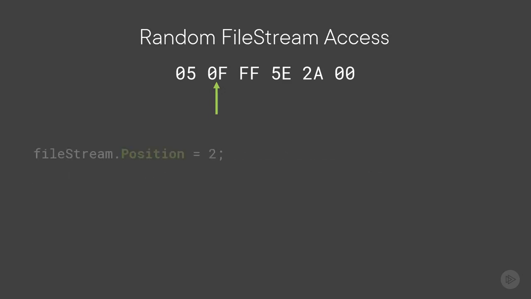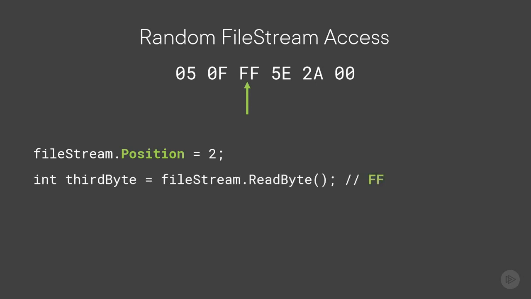If we were to set the position to 2, the pointer now points to the third byte in the file, ff. If we then used the readByte method, we'd get the value ff returned, and once again the position would be incremented by 1 byte.